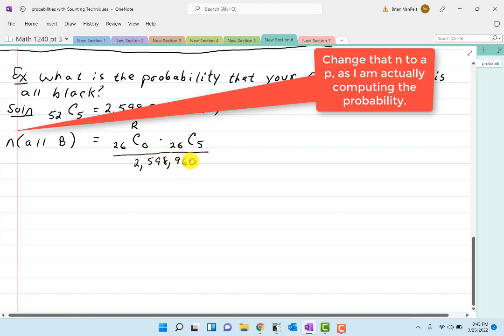Before I actually evaluate it, let me keep this for a moment to show you the power that you have at your fingertips. Now on the top, we already talked about the cards that we have. And notice here, 26 plus 26 equals the 52 cards. 0 plus 5 equals the 5 dealt cards. And now in the denominator, we have 52C5. I've already got that number, but I just wanted you to see the structure here.